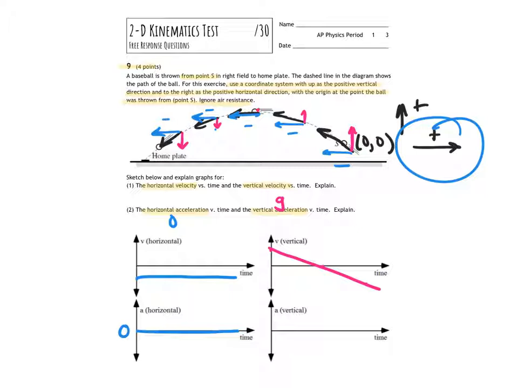In the vertical direction, we start with a positive velocity, but it is constantly decreasing. So we have a negative change in velocity. That negative change in velocity is equal to the acceleration of gravity. So we have a negative constant acceleration.